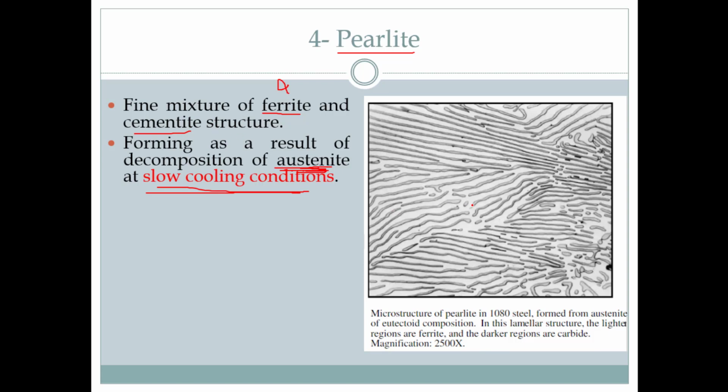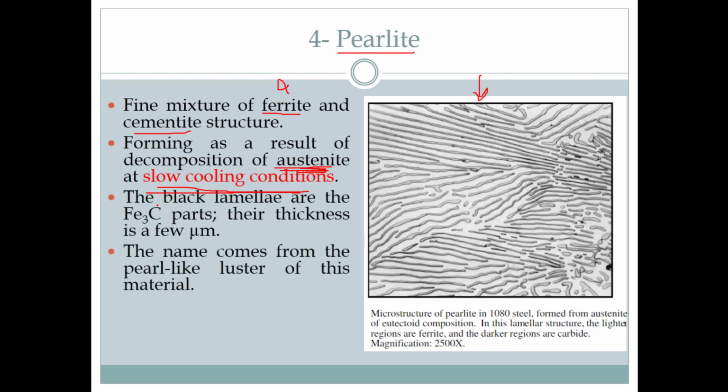Under an optical microscope, we'll see this structure, which contains black lamellae, the Fe3C iron carbide, with a thickness of a few micrometers. So here we can see these lamellae. So pearlite is another phase of steel, and it appears when we are cooling down very slowly from austenite temperature, passing through the eutectoid point.